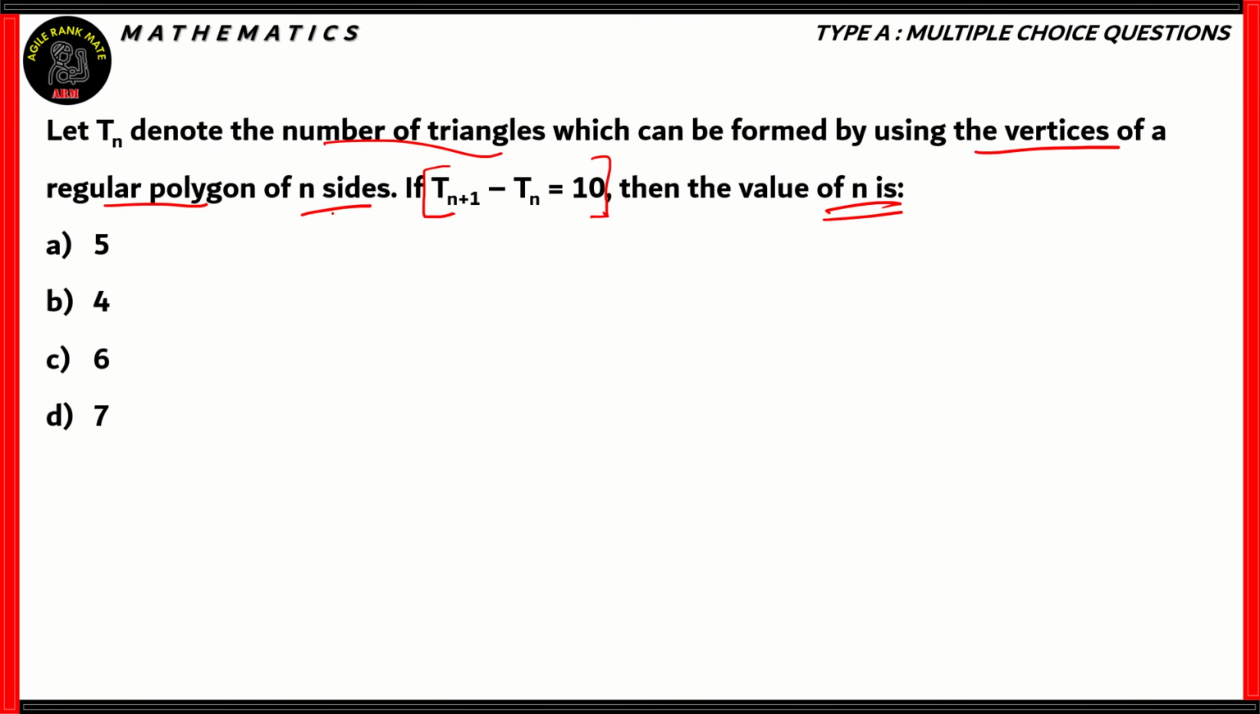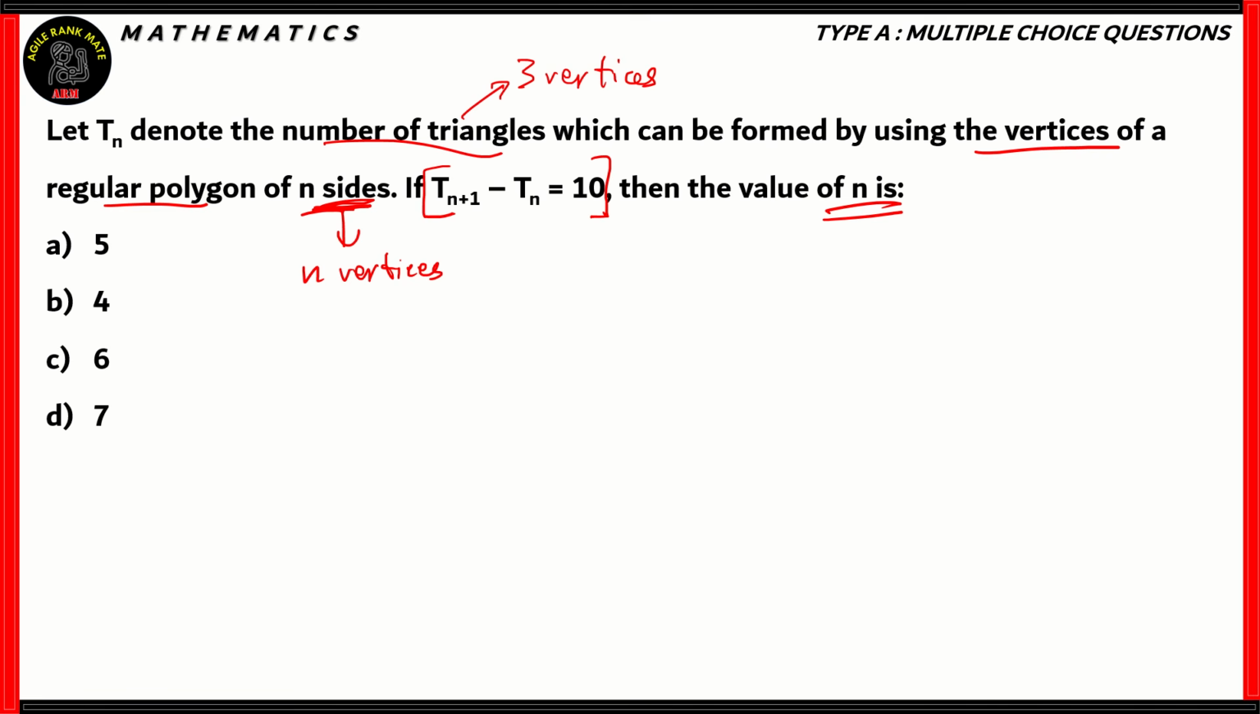Well, the regular polygon has n sides. So any regular polygon with n sides would also have n vertices. Now, why would we need to find the number of vertices? Because the first part of the question says T of n is the number of triangles formed using the vertices of a regular polygon. Now, a triangle has 3 vertices, which is why it's called a triangle. So therefore, we know the number of vertices that has to be chosen.